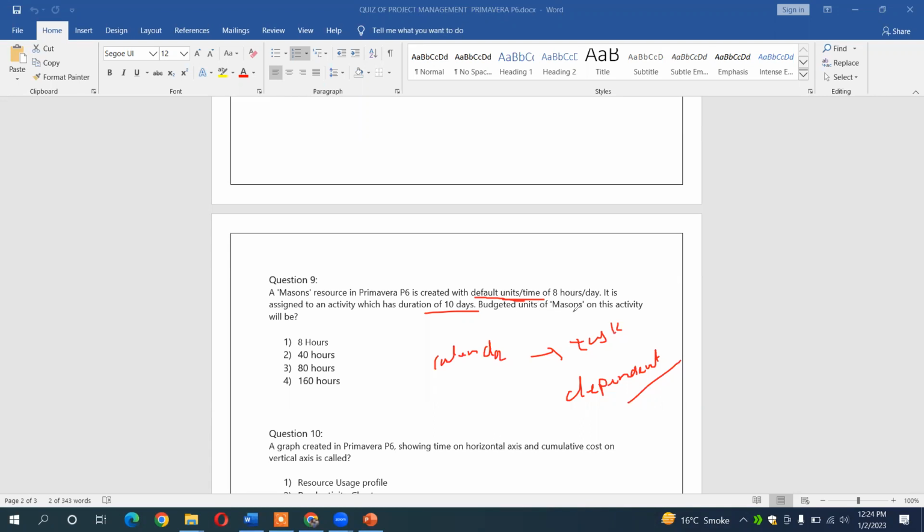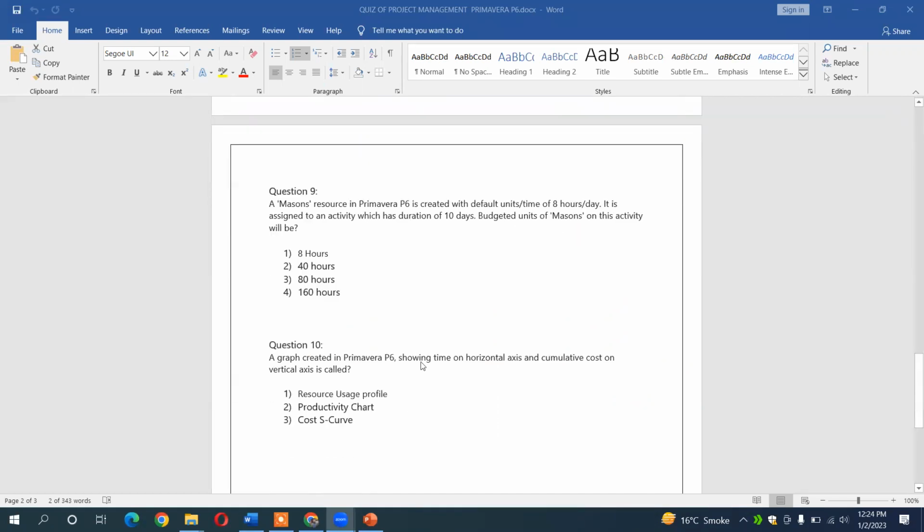Budgeted units of masons on this activity will be what? Definitely when your 8 hours per day are working hours and your labor works for 10 days, you can write here 8 times 10, so a total of 80 hours your labor can work. So you should write this one. If your concept is clear, you can handle any kind of hazard that occurs in your project. What is the other thing?